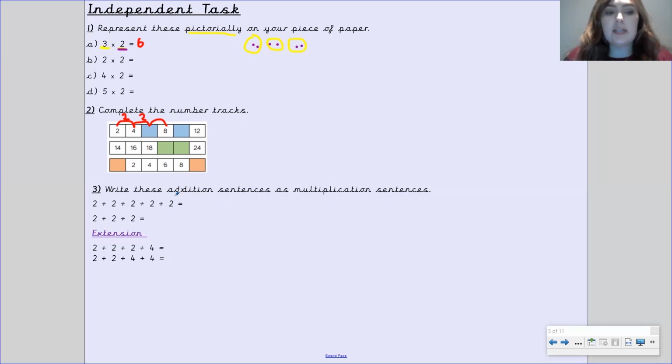Now the next question says, write these addition sentences as multiplication sentences. So you are turning this repeated addition sentence into a multiplication. So it should look like that. And then if you get through all that, there is an extension here for you as well.